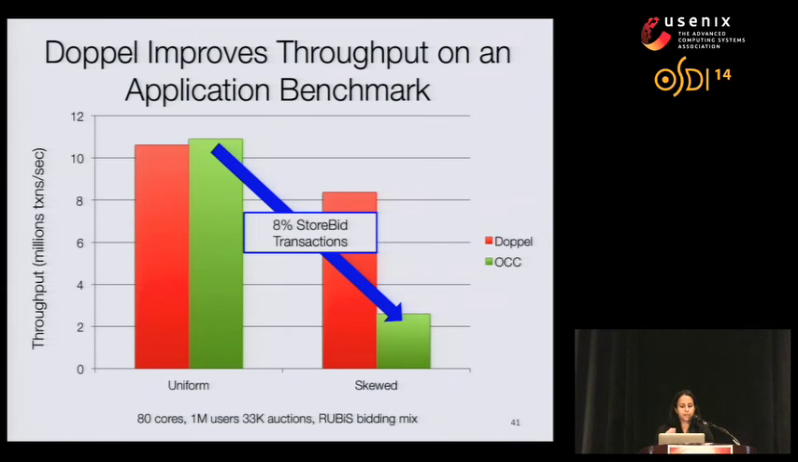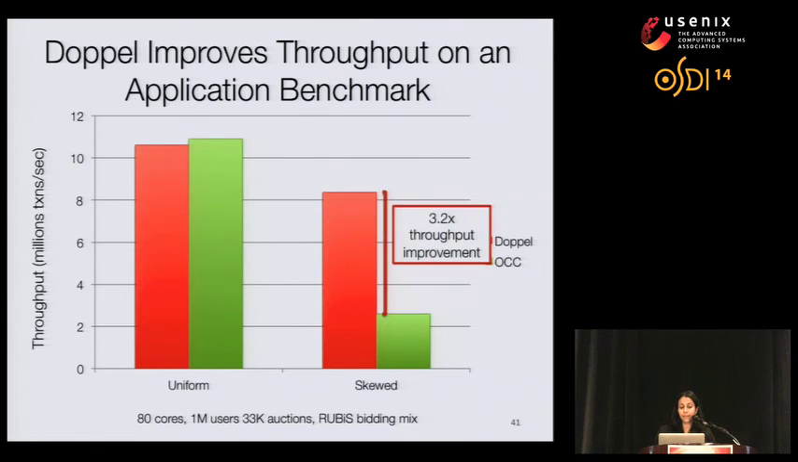And what's really interesting here is that this contention is only caused by 8% of the transactions. So only 8% of the total workload is operating on potentially contended data, the popular auctions, and yet OCC's throughput drops a lot. Doppel is able to get 3 times the throughput of OCC just by moving these contended records over to be split data and performing these operations in parallel.